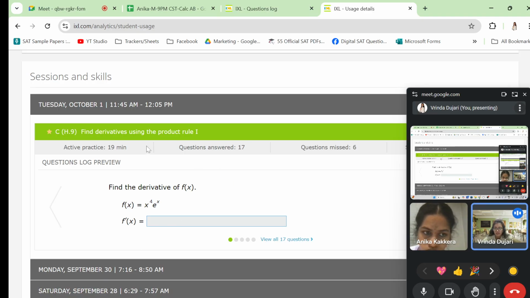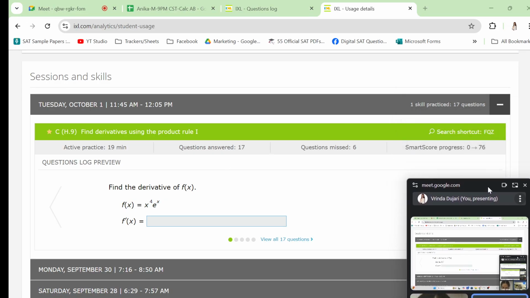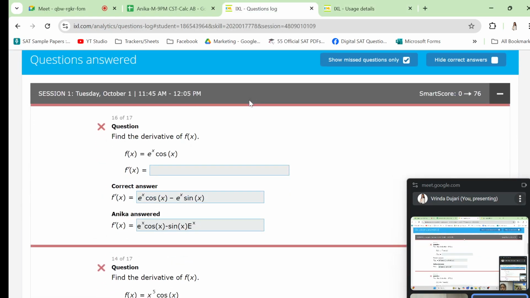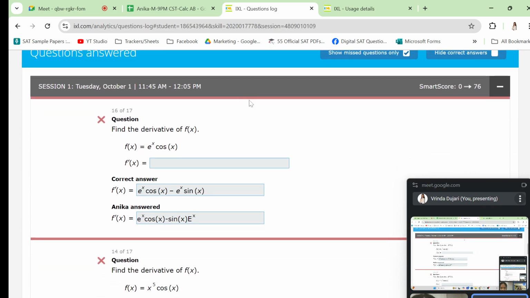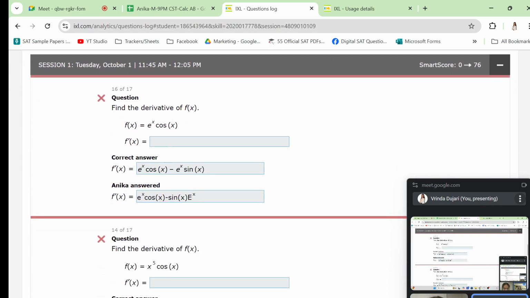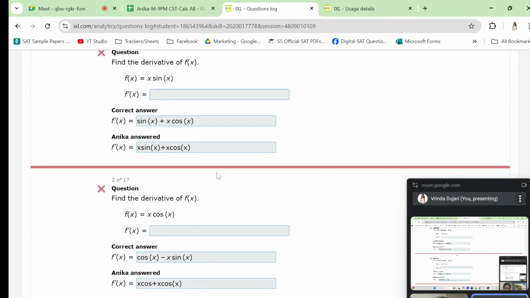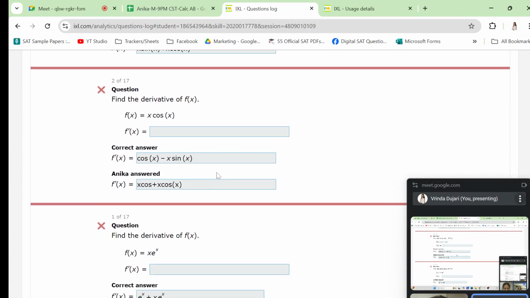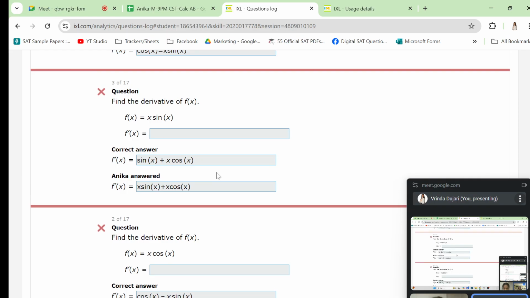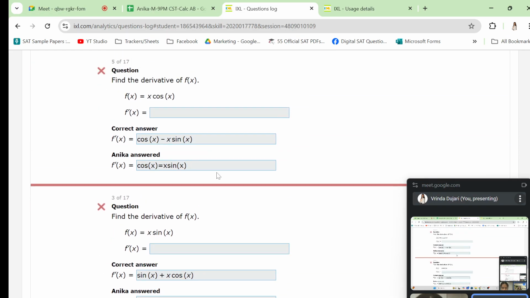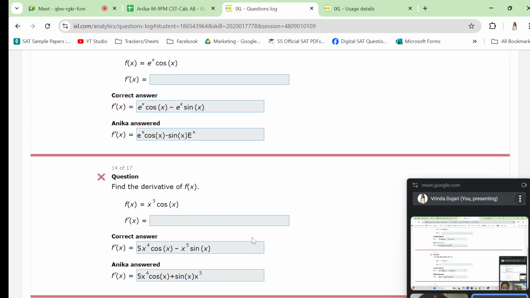And this is the skill, find derivatives using the product rule. Your smart score is 76 and you missed 6 questions. So I had opened this. These are the questions that you missed. I think we reviewed this question in the last class, e raised to x cosine x. Can you do these questions now? I think you can do these.